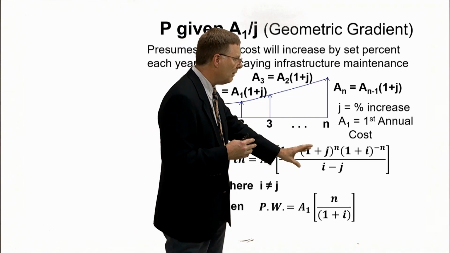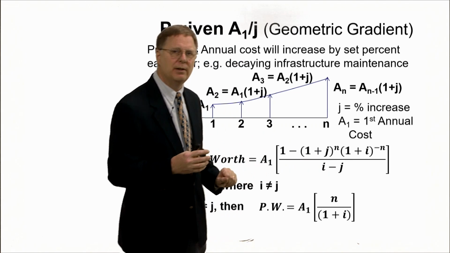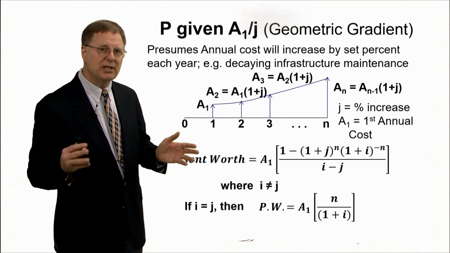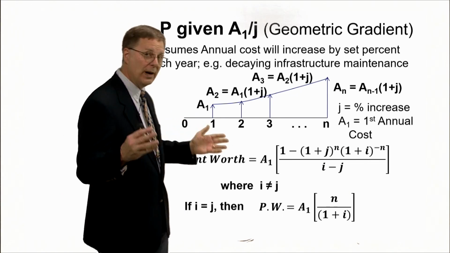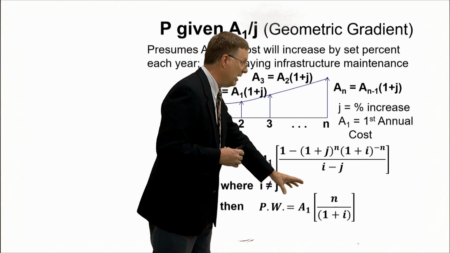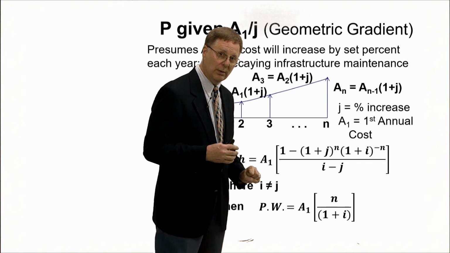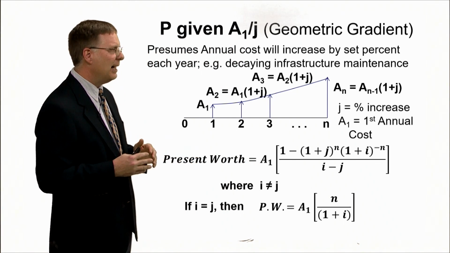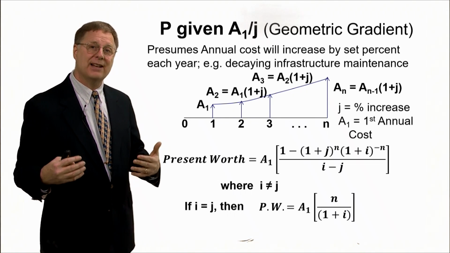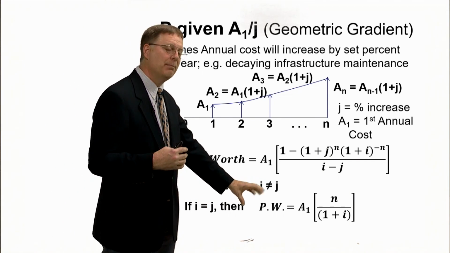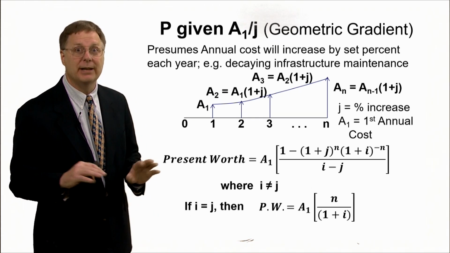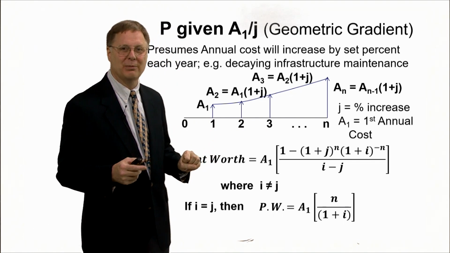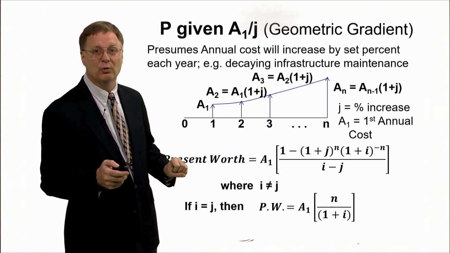Now, because I minus J is in the bottom, that means I can't equal J. So what happens if I is equal to J in those rare occasions? Well, then if I is equal to J, you do A times N over 1 plus I, which is a much simpler equation. How likely is it that I will ask on the test an example where I is equal to J? Very unlikely. Okay, so you need to be prepared to be able to do this formula, because that's the most likely scenario you'll run into in the real world.